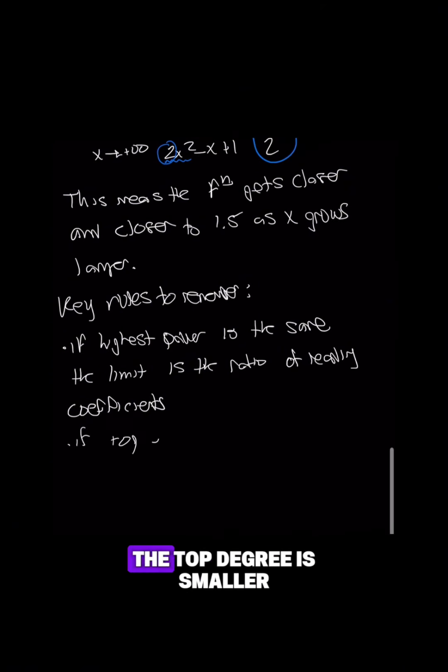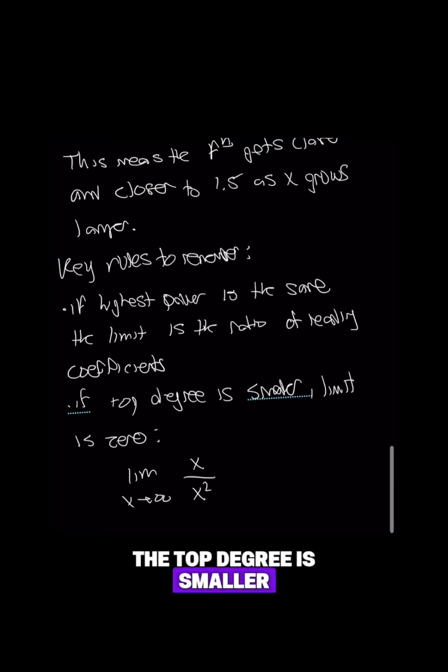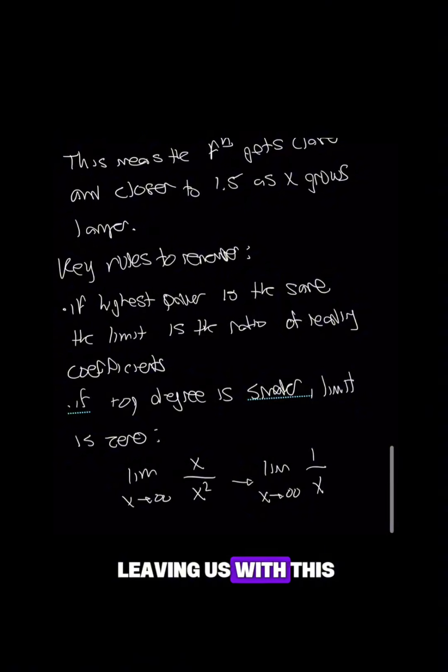In another situation where the top degree is smaller, the limit is 0, because if we take the limit in this situation here, we can see that the top degree is smaller. We can cancel out one of the x's, leaving us with this, and we already saw that the limit as x goes to infinity of 1 over x is 0, so we get 0 in this case.